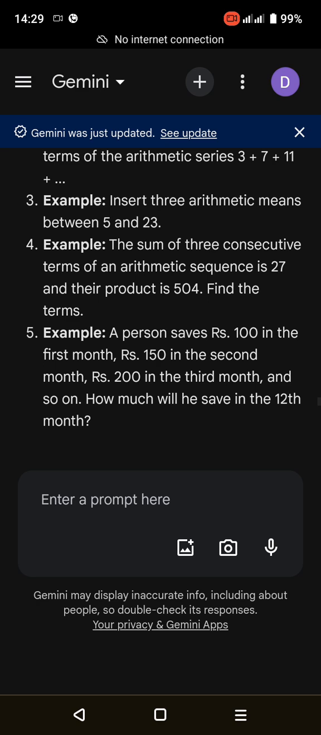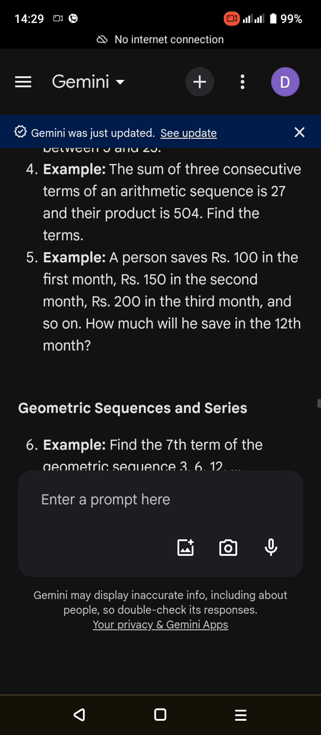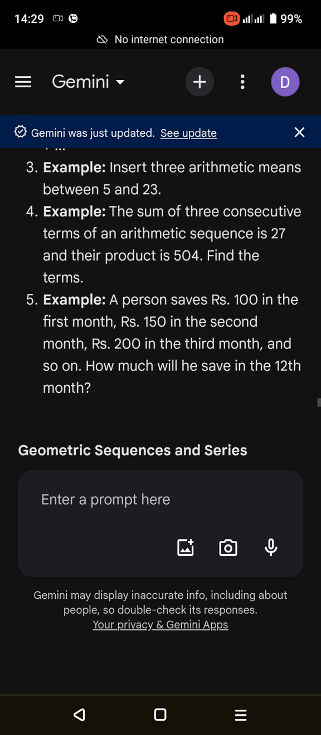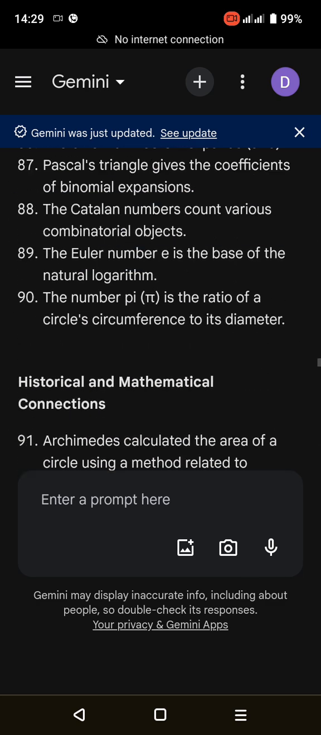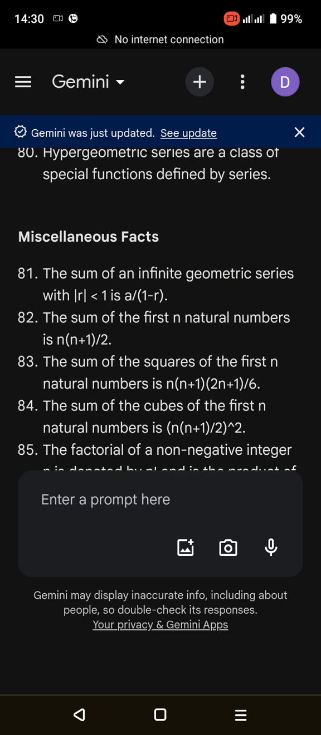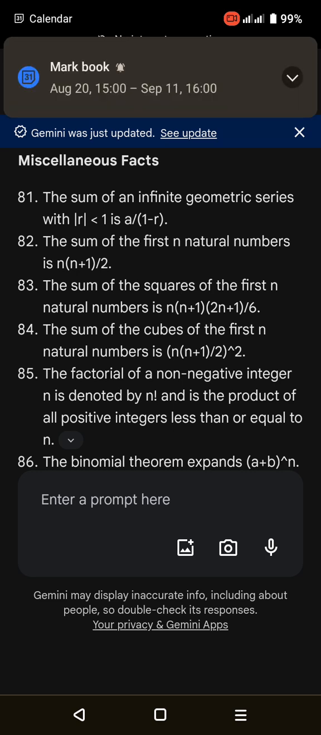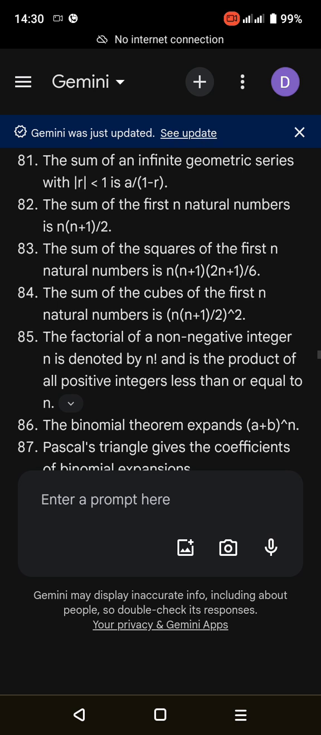79. Asymptotic series are series that provide approximations for large values of x. 80. Hypergeometric series are a class of special functions defined by series. Miscellaneous facts. 81. The sum of an infinite geometric series with |r| less than 1 is a/(1-r).